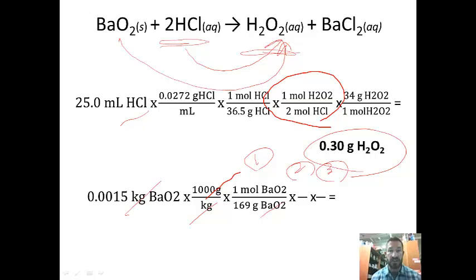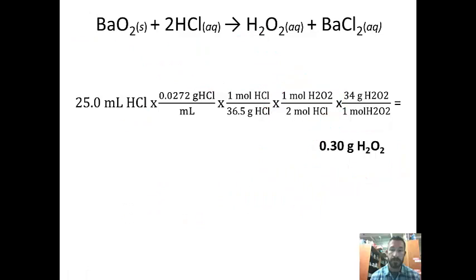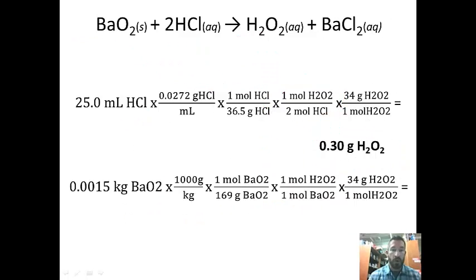Now I need to use a mole ratio from the balanced equation. Now we see the mole ratio from the balanced equation is 1 to 1. So this is really going to be a 1 to 1. And then this will be a 1 over the molar mass. So your final step should just look like this, where you have 1 mole of barium peroxide over 1 mole of hydrogen peroxide. Once again, we see kilograms cancel, grams cancel, moles of barium peroxide cancel, and also moles of hydrogen peroxide cancel. Then we finally end up with grams of hydrogen peroxide.